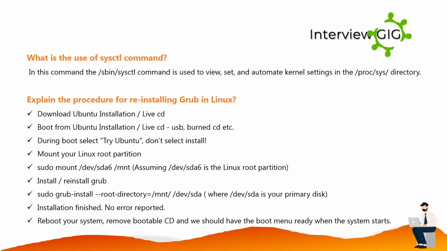Mount your Linux root partition: sudo mount /dev/sdax /mnt, assuming /dev/sdax is the Linux root partition. Reinstall GRUB: sudo grub-install --root-directory=/mnt /dev/sda, where /dev/sda is your primary disk. Installation finished. No error reported. Reboot your system, remove the bootable CD, and you should have the boot menu ready when the system starts.